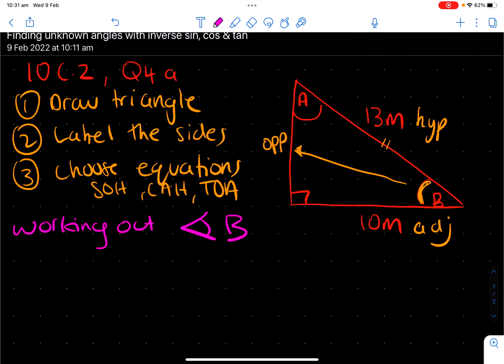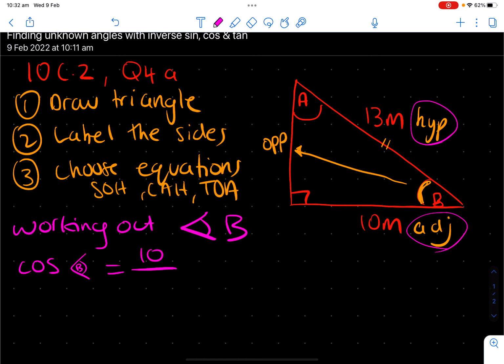So we're going to choose our equation. We're going to choose whichever equation has our adjacent and hypotenuse in it. This is cosine. So therefore we will have cosine angle B equals adjacent, which is 10, divided by our hypotenuse, 13. We're then going to use our inverse function. So we'll have angle B equals inverse cosine, that's what that little -1 represents, of 10 divided by 13.